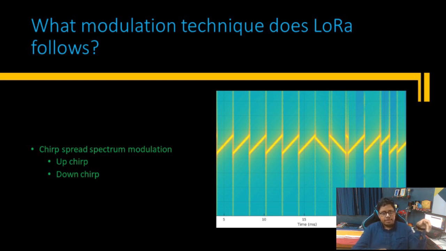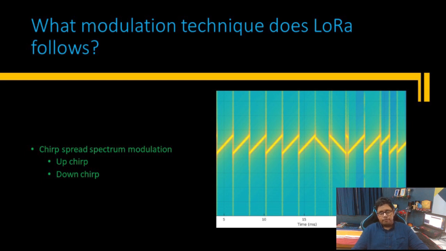So a combination of these up chirps and down chirps constitutes a signal, and LoRa, or long range, is actually based on this CSS, or chirp spread spectrum. So it's a form of spread spectrum modulation. We are not going to deal with spread spectrum modulation in this particular video, but just for understanding, you can say that it's based on CSS, which stands for chirp spread spectrum.